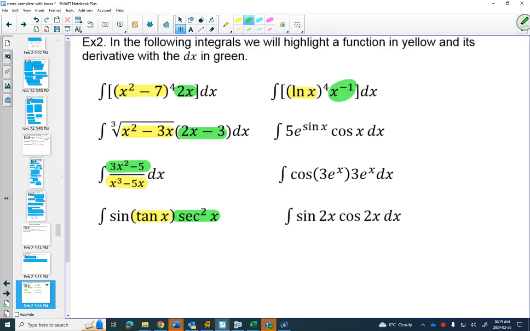Example number 5. Do you see that the sine x is inside of e to the x? And the derivative of sine x is cos x. Next one, the 3e to the x is inside of cos, and its derivative is 3e to the x.